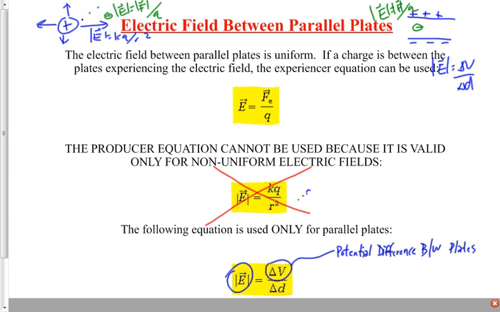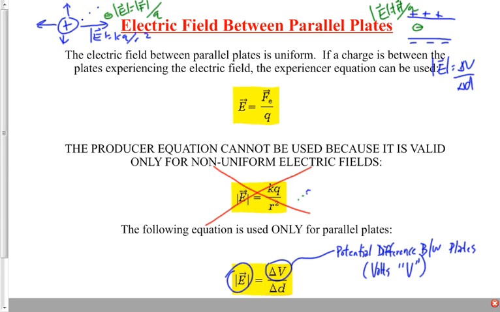Units for potential difference are volts. And that's going to be a little bit confusing. The symbol is delta V. The unit is V. The potential difference between the plates is in volts.